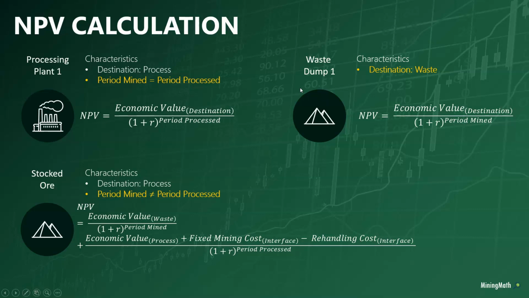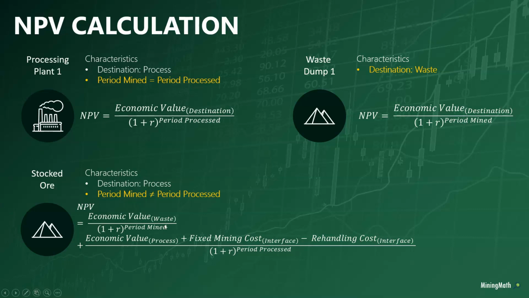Here we have an example on the NPV calculation made internally in the algorithm. So you might notice that the processing plant considers the period mined is equal to the period processed. So this is a block that is mined and processed at the same period. So the net present value formulation is pretty much straightforward for processing and waste. Okay.